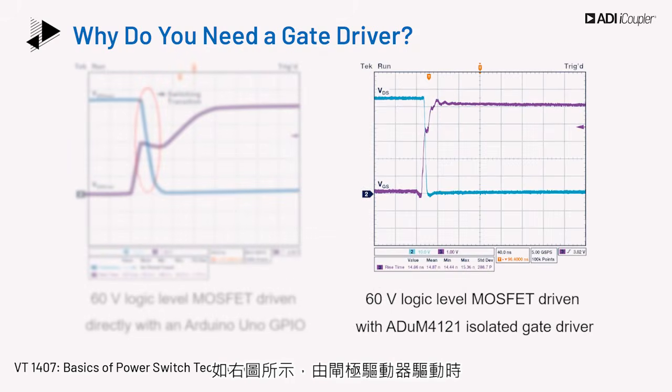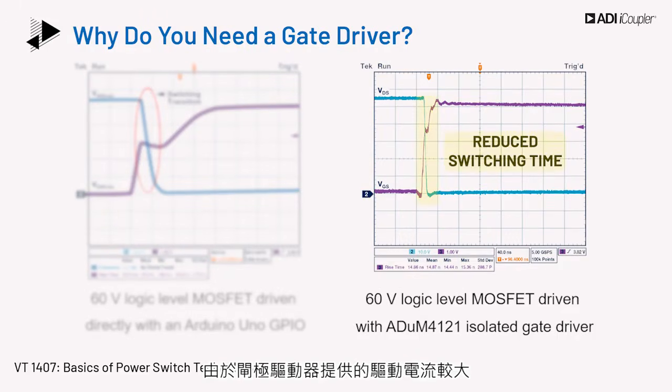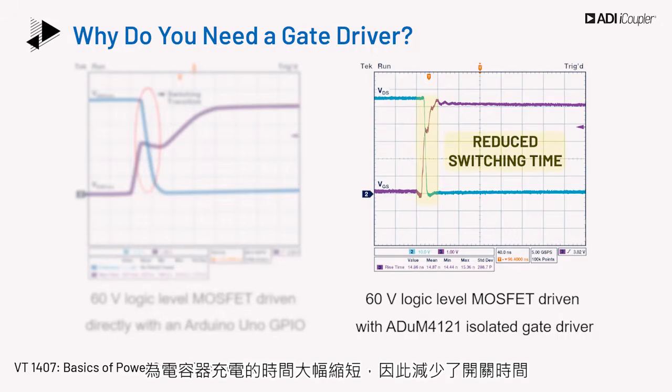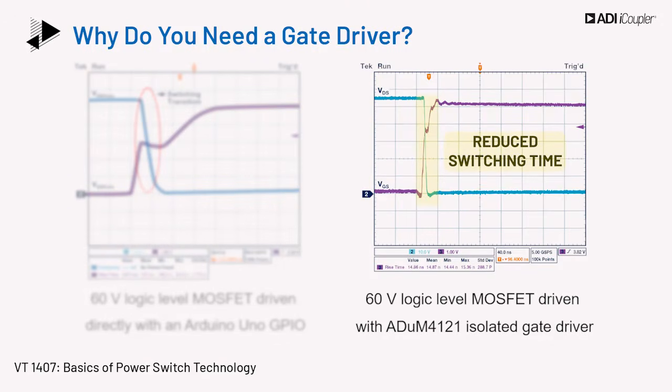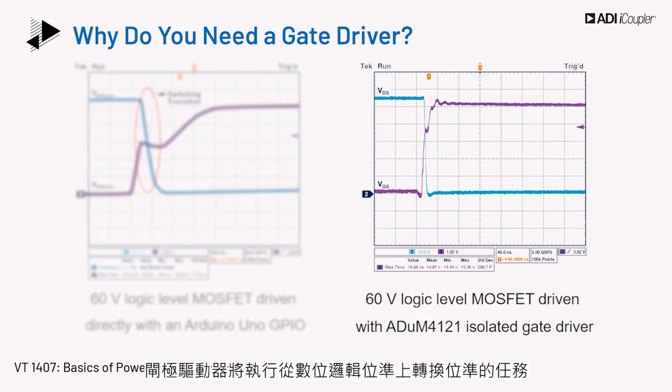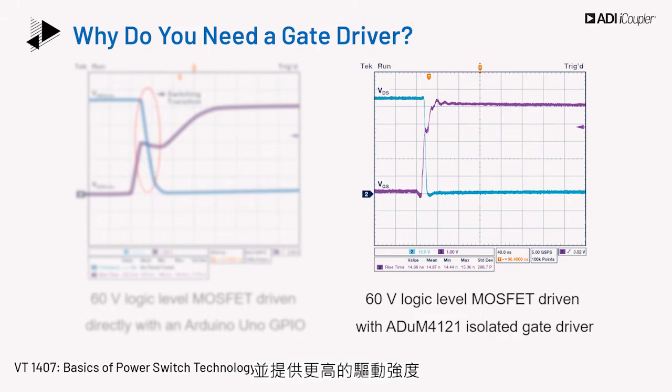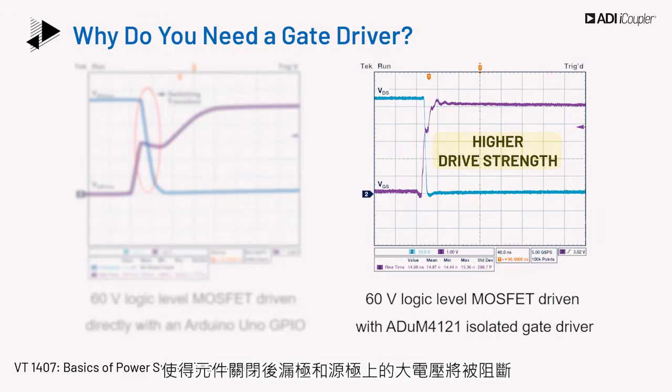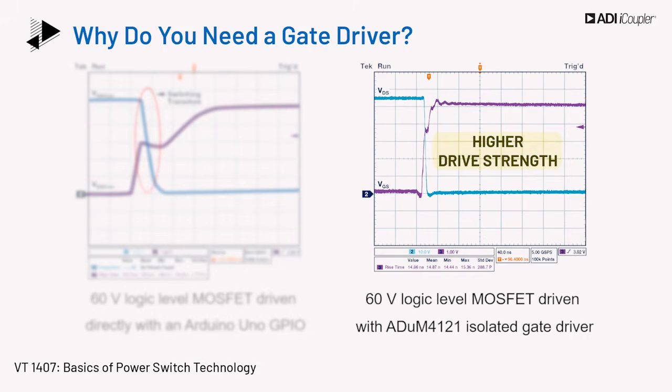When driven by a gate driver, as seen in the figure on the right, the time to charge the capacitor is greatly reduced due to the higher drive current supplied by the gate driver. This reduces the switching time. CMOS or TTL logic levels may be required. The gate driver will perform this task of level shifting from the digital logic levels, as well as providing higher drive strength. The discharging cycle of the device is quite similar, such that the device turns off and a large voltage is blocked across the drain and source terminals.